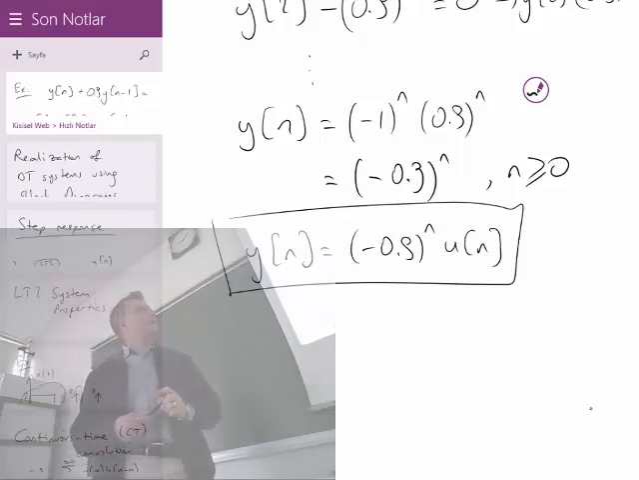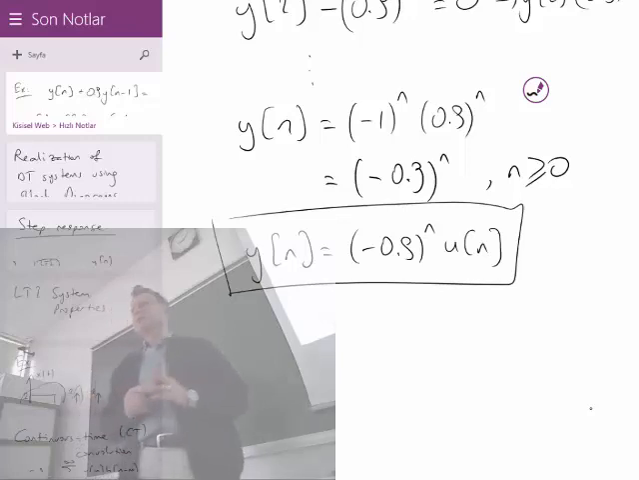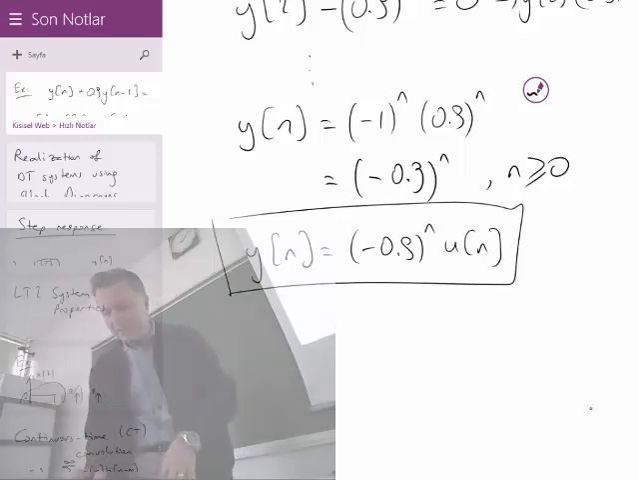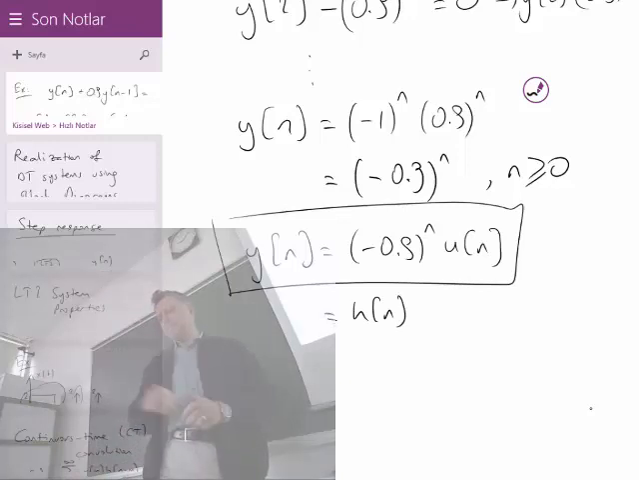Okay? As you see, without knowing much, using just some information that is provided to you, like it's causal, and I'm asking you the impulse response, it is definitely a linear and time invariant system, because I'm giving you a difference equation. Any system with a difference equation is a linear and time invariant system. And therefore, it has an impulse response. By the way, this y of n is h of n. It's an impulse response. So we get to the impulse response.